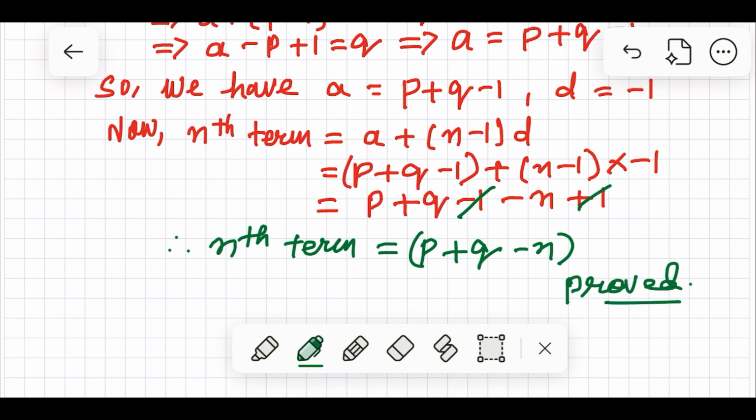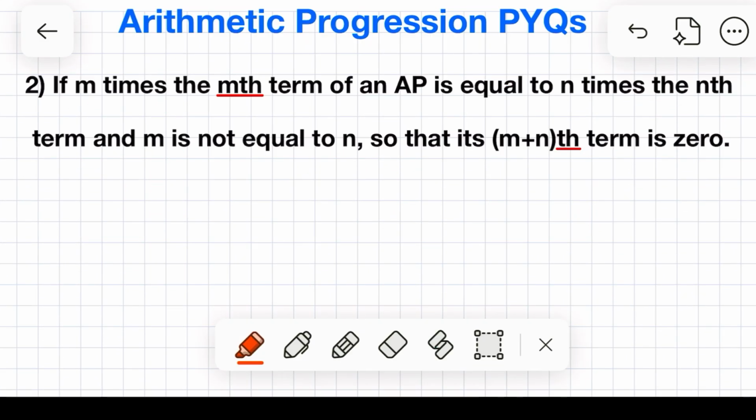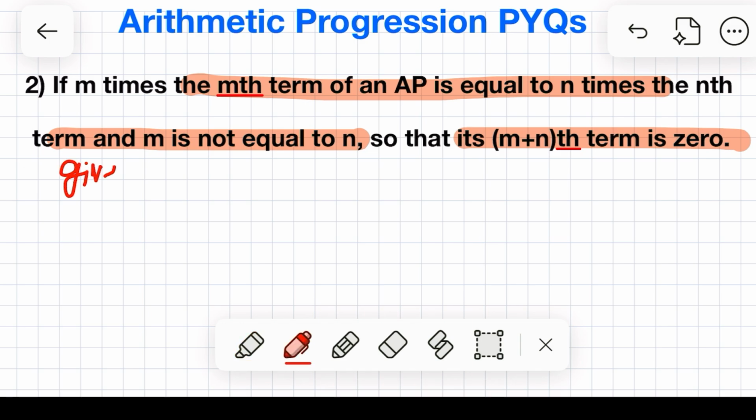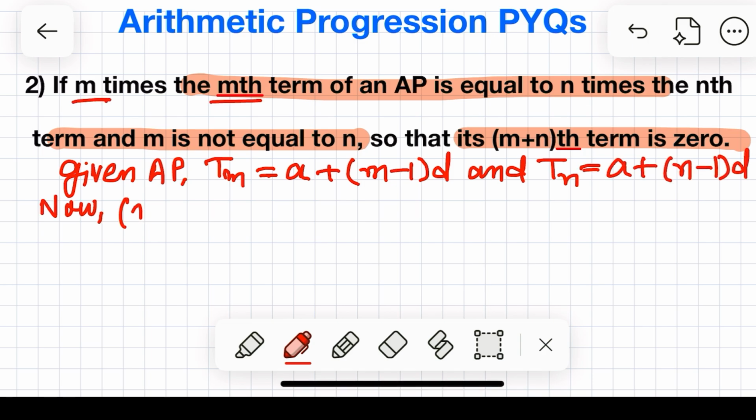Now be careful, question number 2 looks simple, but this is where most students go wrong. Just follow the step. The question is m times of the mth term of an AP equal to n times the nth term, and m is not equal to n, so that its m plus nth term is equal to 0. At first we have to write given AP, mth term equal to a plus m minus 1 multiply d and nth term equal to a plus n minus 1 multiply d.